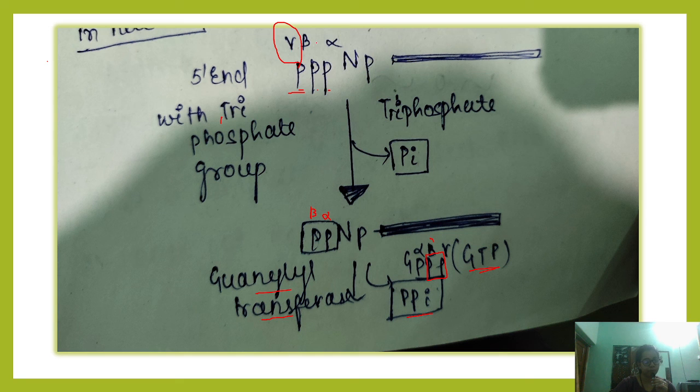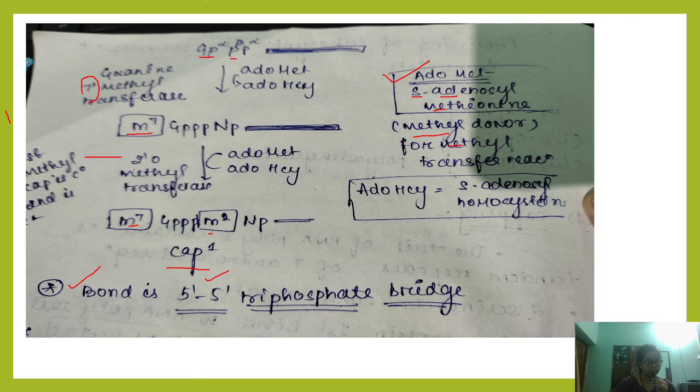Okay, 5 prime triphosphate group. Then what will happen? One phosphate group will be removed from the gamma region. Next what will happen? Only alpha and beta will be remaining. Next, guanyl transferase, an enzyme which transfers the phosphate from the GTP. GTP full form is guanosine triphosphate. So in the guanosine triphosphate, beta and gamma will be removed and the alpha phosphate will be attached to it.